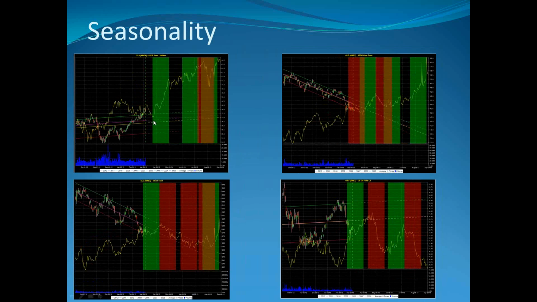And we can look at utilities. Now, weakness in gold. Gold's been weak for some time, and this would suggest it's got a little bit longer to go. Silver looks a little stronger from a seasonality perspective.